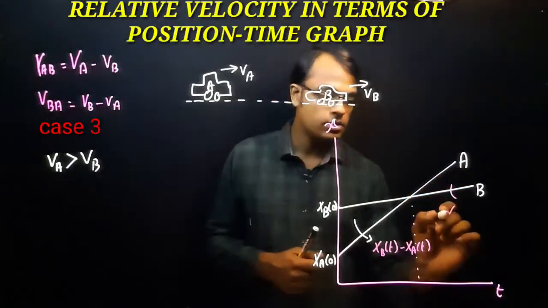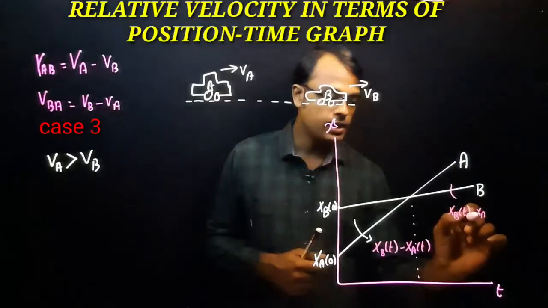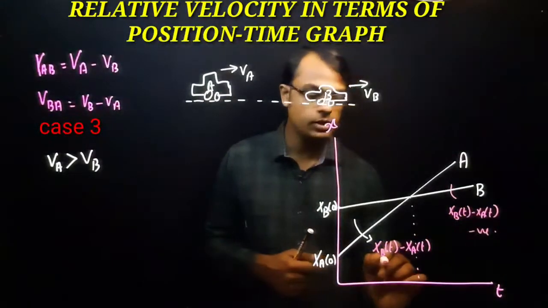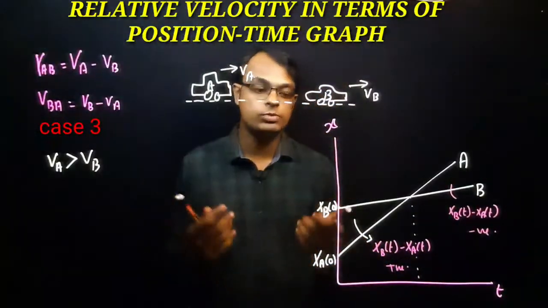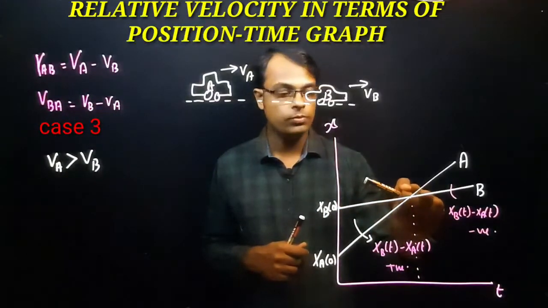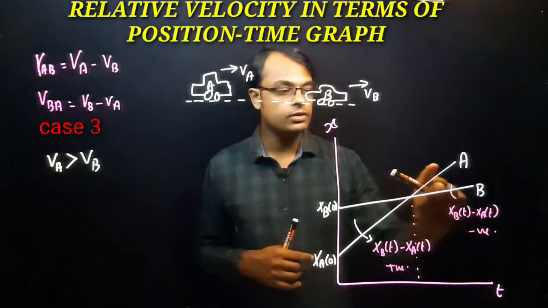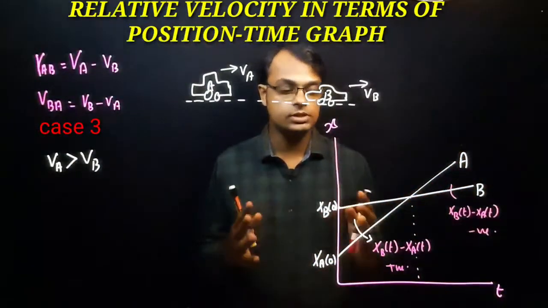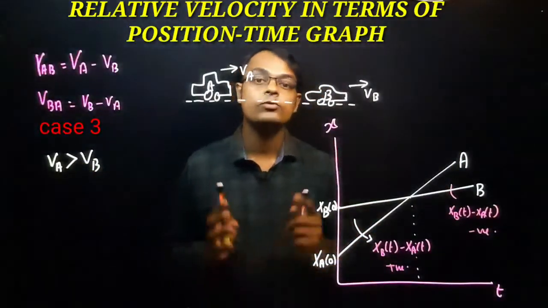In this case, we can write that XB of t minus XA of t becomes negative. Here it is negative and here it becomes positive. So negative and positive in the sense means what? Here the relative separation decreases and comes to 0. That means they are meeting at one point. And after that, what will happen here? The relative separation increases. So this is the third case, that is VA greater than VB.